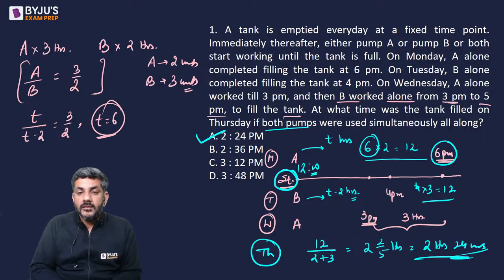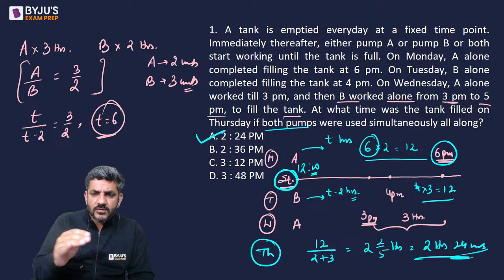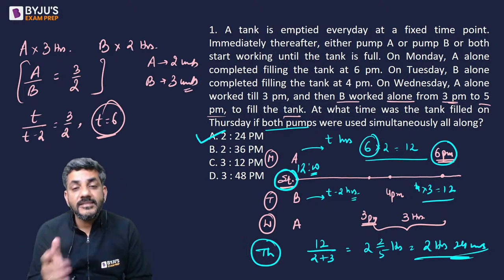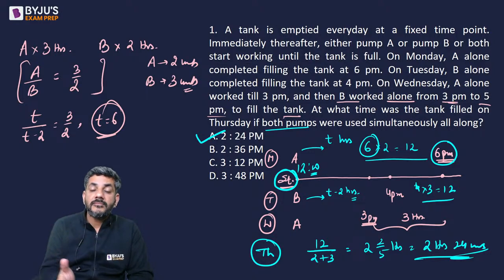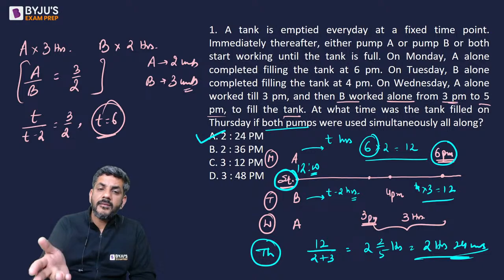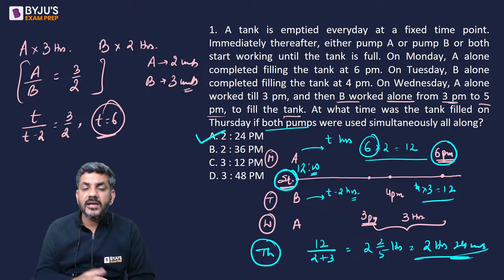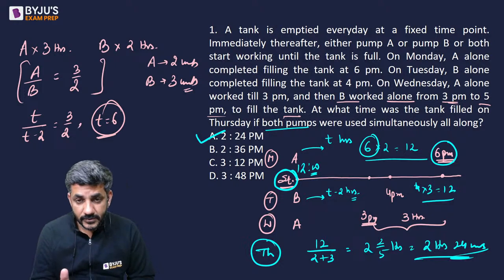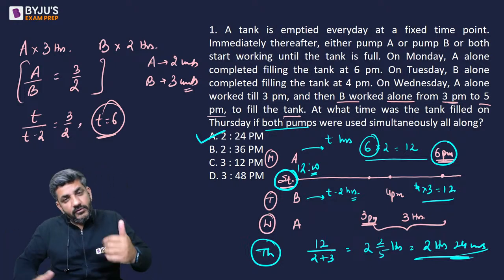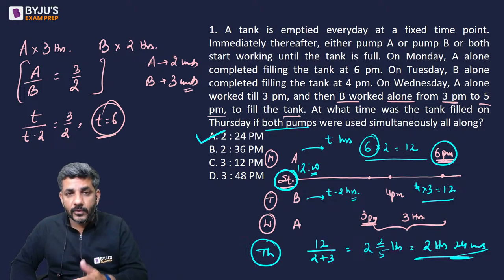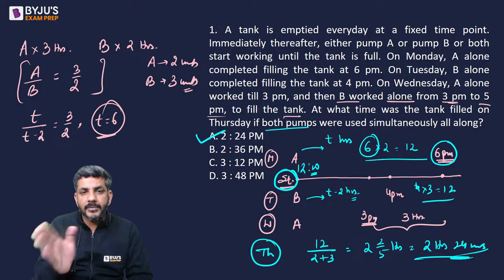So let me repeat once more, it is a slightly lengthy solution. If A is filling till 6 PM and B is filling till 4 PM, it means A is taking 2 hours more than B. So time taken by A is T hours to fill the tank. The time taken by B is T-2 hours. Now one day A worked till 3 PM. So had A worked more, he would have filled the tank in another 3 hours. But then B started working and B filled it in 2 hours, 3 PM to 5 PM.